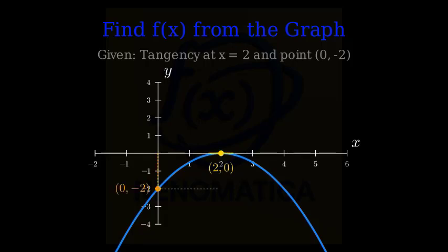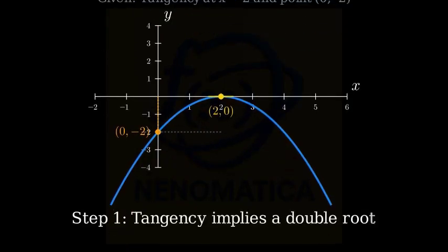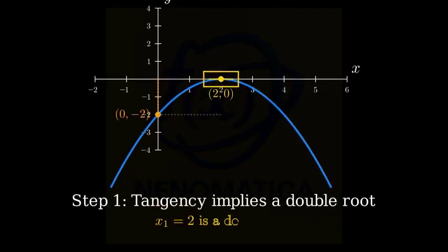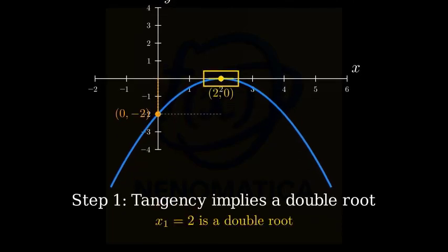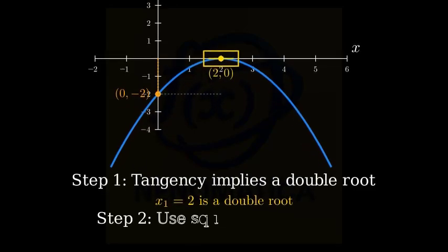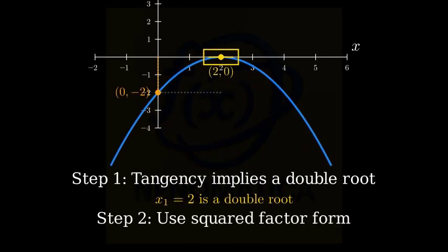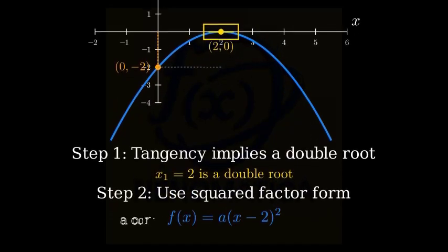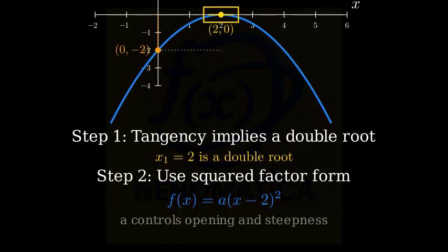Step 1. Identify the double root from the graph. When a parabola is tangent to the x-axis at a point, that x value is a repeated root. Here the touching point is x equals 2, so x equals 2 is a double root. Step 2. Write the function using the squared factor that encodes the double root. For a double root at x equals 2, the function can be written as a times (x minus 2) squared.